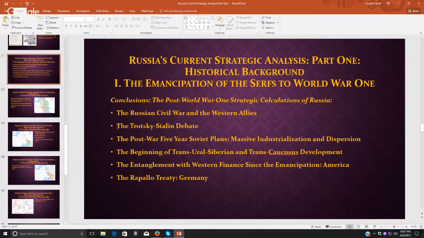The second part of the strategic calculation, and this is a very important one, is I'm sure most of you are familiar that there is an internal struggle for power after the end of the Russian Civil War within the Communist Party of the Soviet Union between Trotsky and Stalin. Now, again, I don't want to oversimplify things here, folks, but unfortunately I'm going to have to because we have very limited time to really address these strategic points.